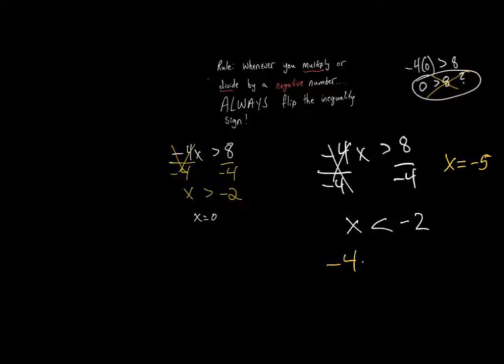Negative 4, I'm going to plug it into my x times negative 5 is greater than 8. Negative 4 times negative 5 is 20 because a negative times a negative is a positive. And 20 is larger than 8. Is that true? It is.